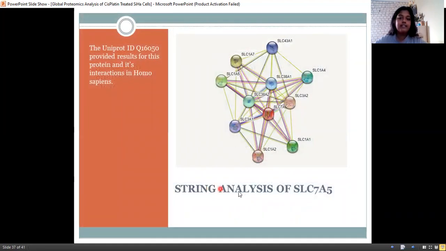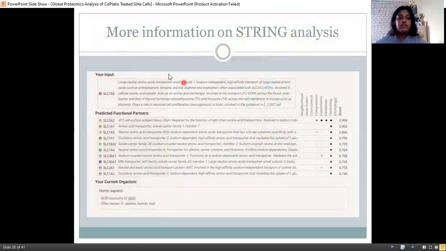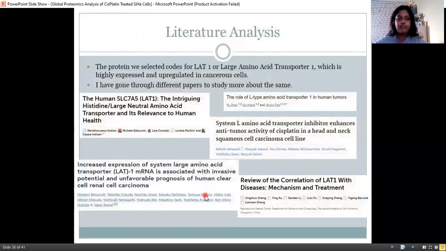So in STRING analysis, I realized that the Q16050 protein actually is coded by the SLC7A5 gene, and these are the different pathways that it is connected into different other genes. So SLC7A5 actually is a large amino acid transporter small subunit 1, and it basically acts as an amino acid exchanger, and these are its predicted functional partners, as you can see. And STRING has rightfully observed that I have uploaded Homo sapiens as my current organism.